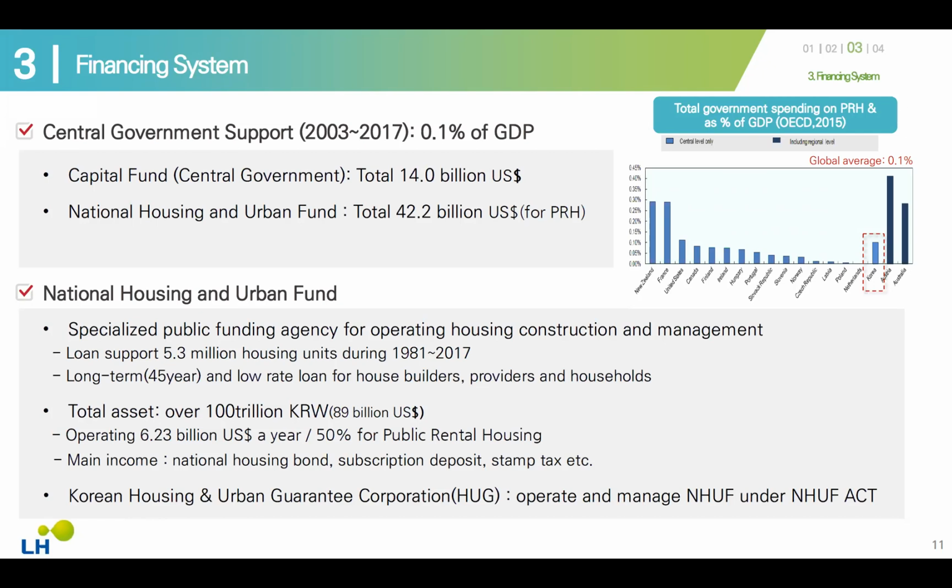Among the operation budget, 50% is used for the public rental housing sector. The main income of the fund comes from national housing bonds, subscription deposits, and stamp tax. Also, the Korean Housing and Urban Guarantee Corporation, known as HUG, operates and manages this fund under the related act.